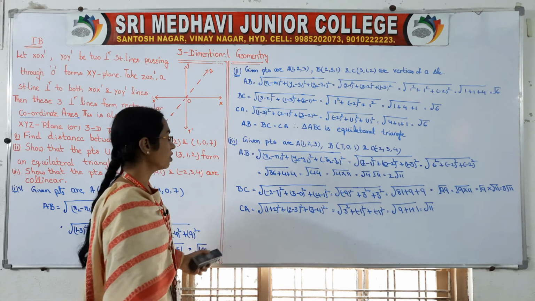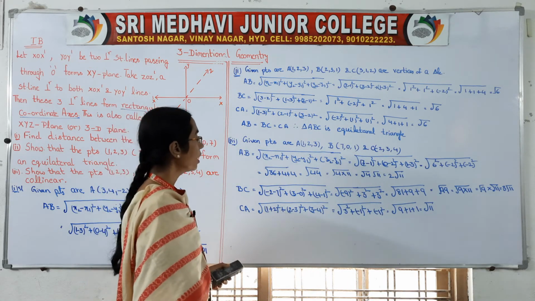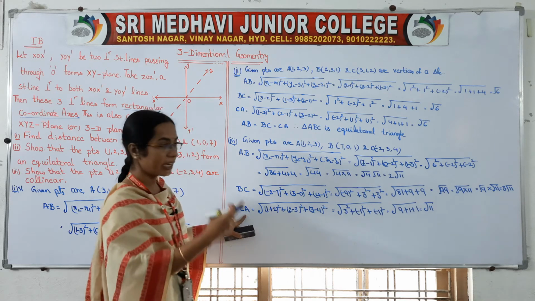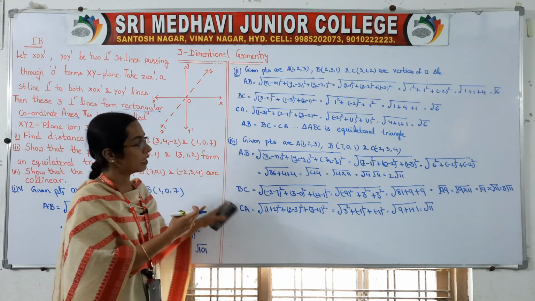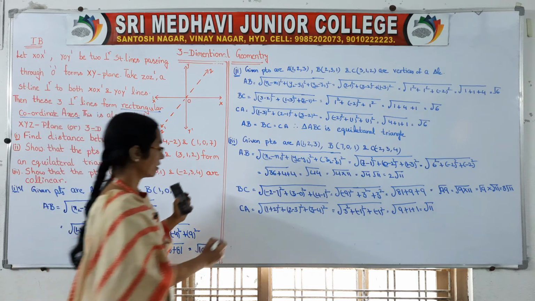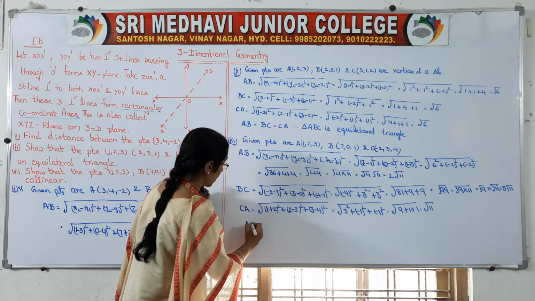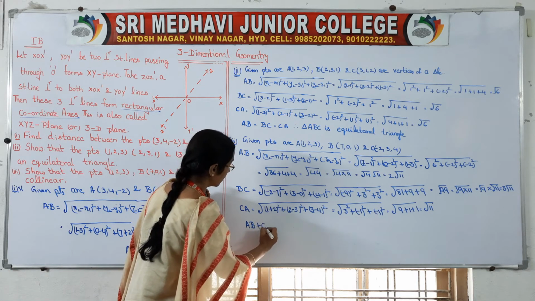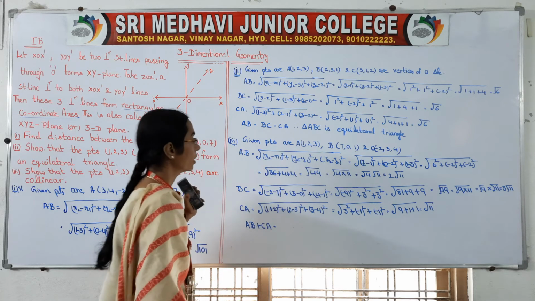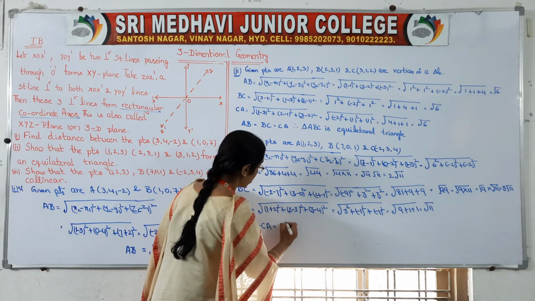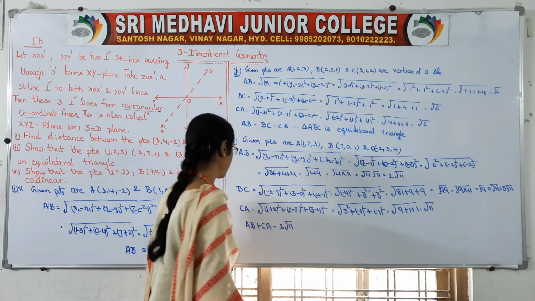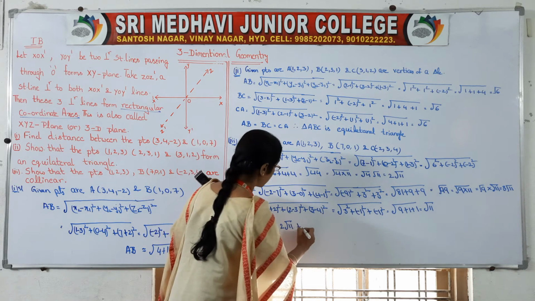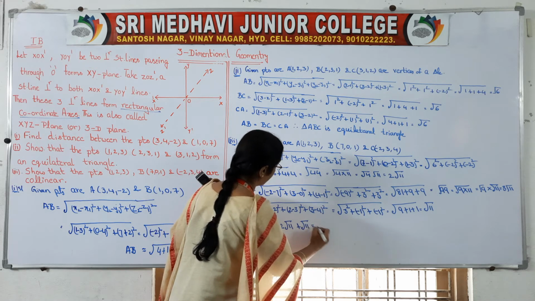So if you observe, AB is 2 root 11, CA is root 11. If you add AB plus CA, what happens? AB plus CA is equal to 2 root 11 plus CA which is root 11, right?